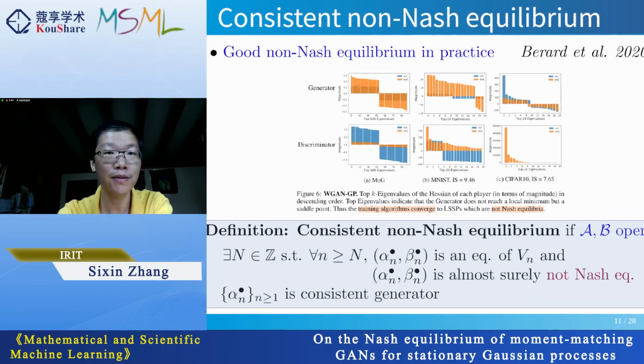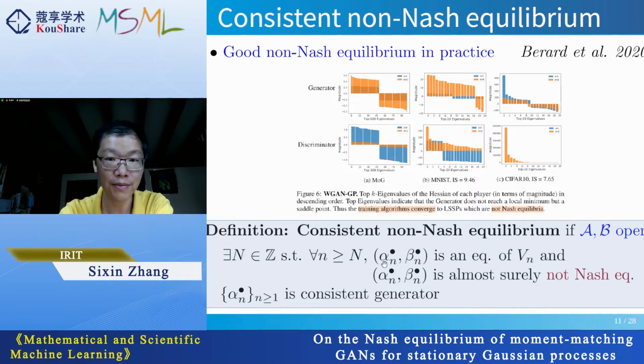And interestingly, we can also define a consistent non-Nash equilibrium notion, because in practice, sometimes people observe a non-Nash equilibrium by looking at the Hessian structures of the GAN. So I will detail this later on. And basically, this shows that the existing methods tend to converge to a non-Nash equilibrium. So why does it still work? One interesting insight from this work is that a consistent non-Nash equilibrium can exist, and it works because it is consistent, even though it is non-Nash.